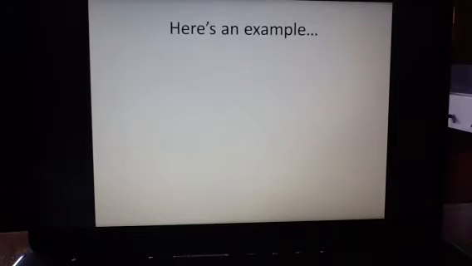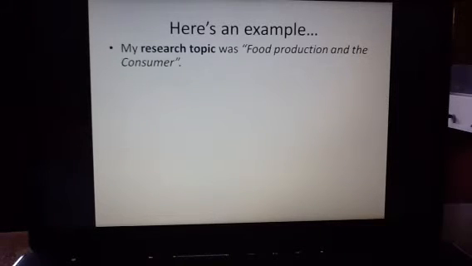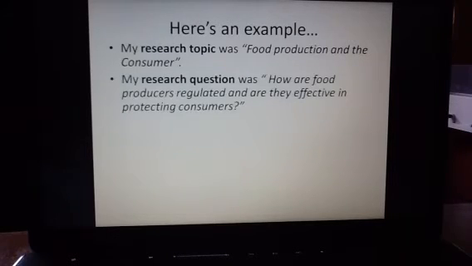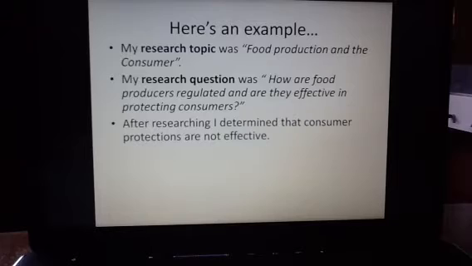So here's an example. In a hypothetical paper, if your research topic was food production and the consumer, you might have come up with a question like, how are food producers regulated and are they effective in protecting consumers? In my hypothetical example, this is what I would have researched. I would have gathered all the information to help me answer that question. Then I would take all that information, lay it out and say, okay, what have I learned? My third point here is, in the hypothetical paper, after researching, I would have determined that the consumer protections are not effective.